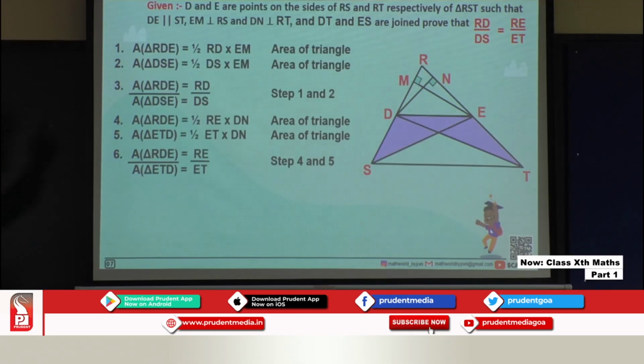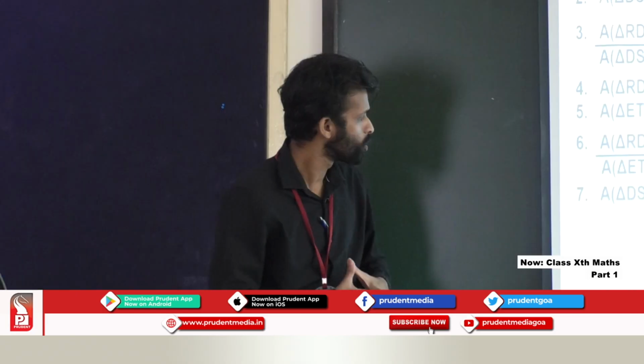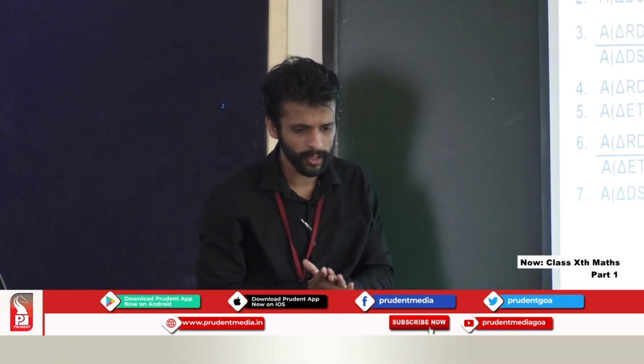So based on that, I can write the 7th step. That is area of triangle DSE is equal to area of triangle ETD. Reason would be whatever I have told you. So triangles on the same base and between the same parallels are equal.